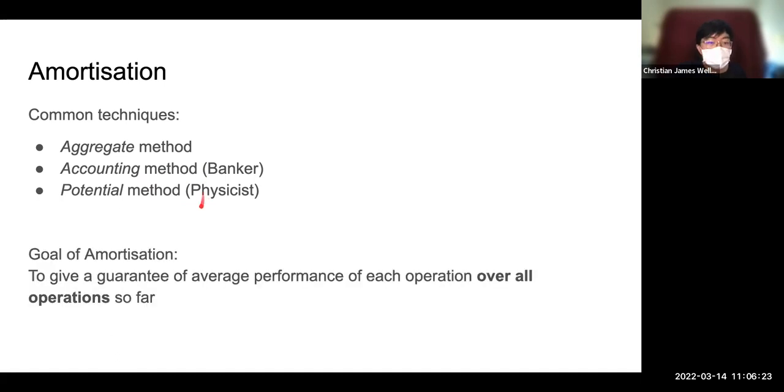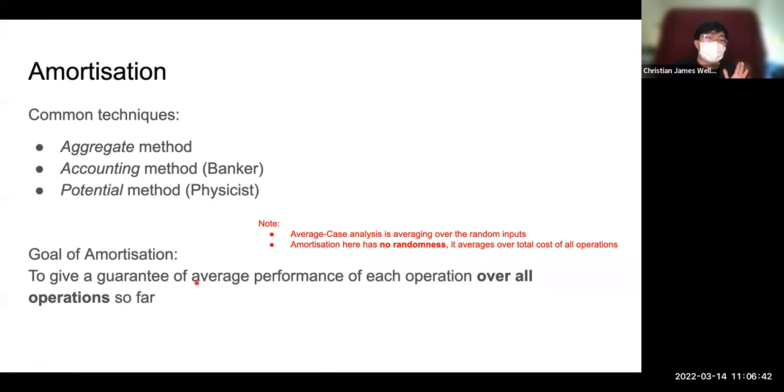The goal of amortization is really to give a guarantee of average performance of each operation over all the operations so far. So it's on the operations so far. At every point in time, you are able to say, up to this point, what is the average performance?